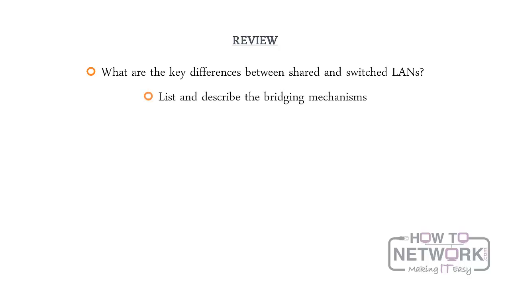Alright, so let's list and describe the bridging mechanisms. Learning is a process that the switch uses to obtain the MAC address of a node on the network. The forwarding mechanism is used by the switch to deliver traffic, passing it from the incoming interface to an outgoing interface that leads to the destination. Flooding is a transparent mechanism used to deliver packets to unknown MAC addresses. The filtering mechanism is used to limit traffic to its associated broadcast domain or VLAN. Finally, the switch uses aging to ensure that only active MAC address entries are in the bridging table.